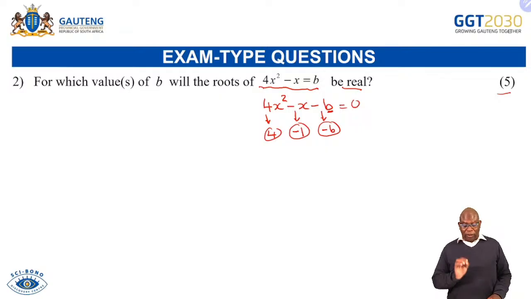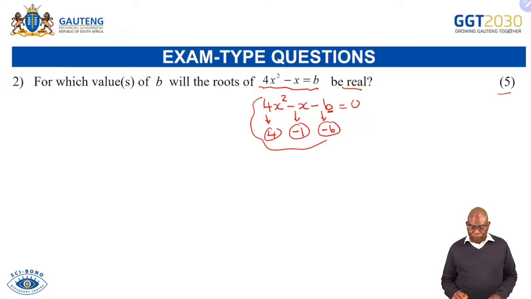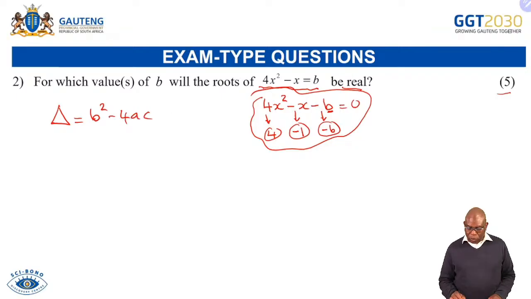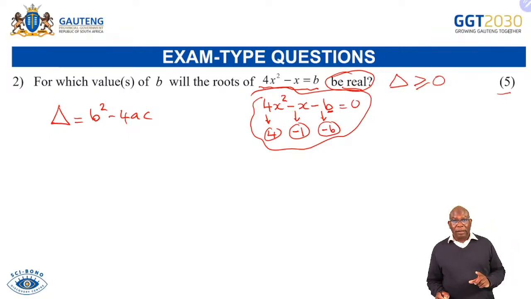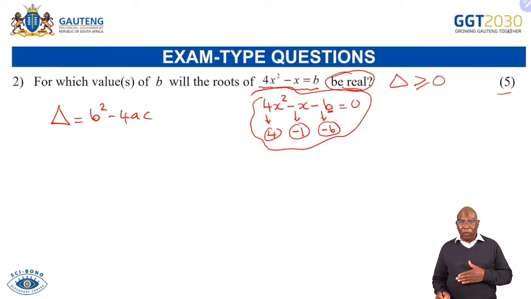Okay, right. So now we're going to have delta equals b squared minus 4ac. We are told to find for which values the roots would be real. So for real roots, we know delta must be greater than or equal to 0. Remember, real includes three forms: real irrational, real rational, and equal. So in this case, if they just say real, we combine the two signs, greater than and equal to.